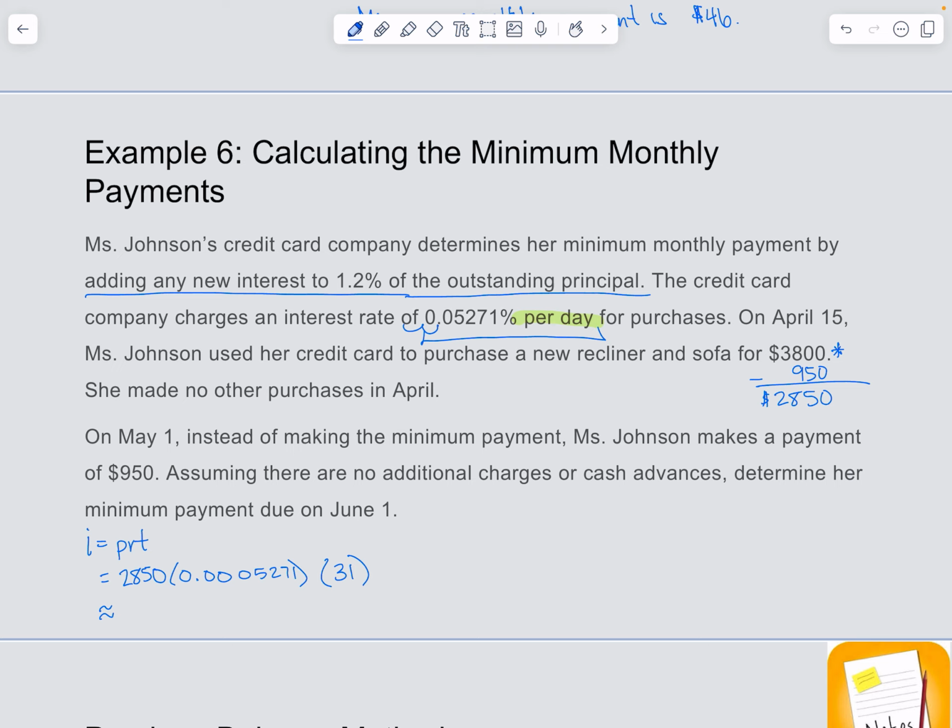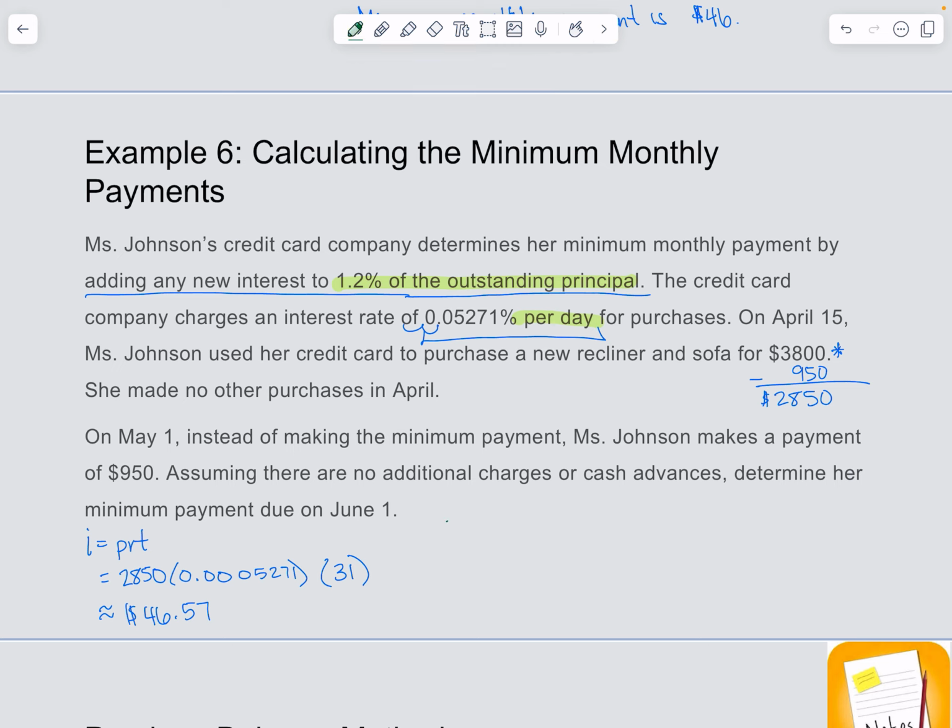And multiplying those out gives us something like $46.57. Okay. Now we can move forward and find, okay, I need to find 1.2%. Okay, we're going to go back here. I underlined it, so we have to use it, right? 1.2% of our outstanding principal. That tells us, okay, let me switch colors so we know we're moving on to our next step.